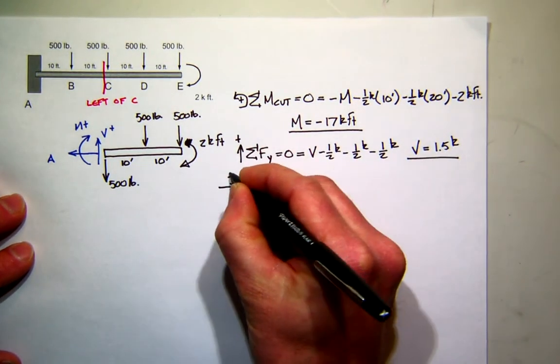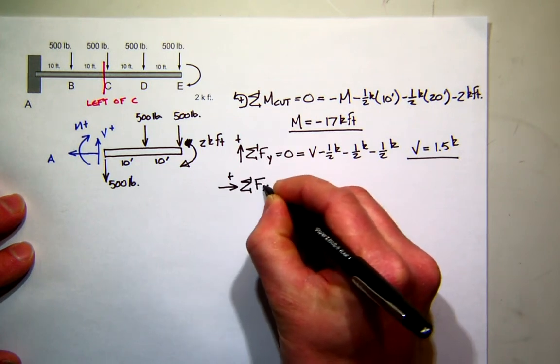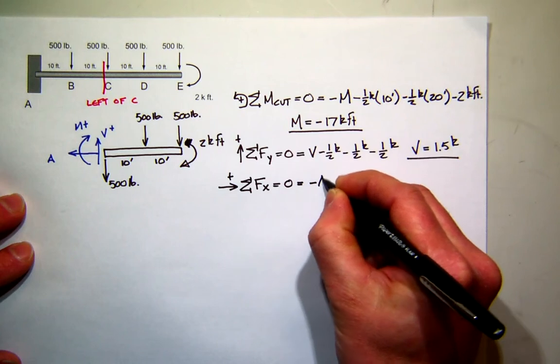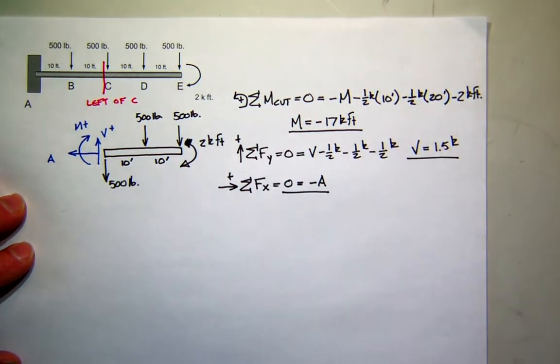This is not necessary every time, but if I do sum forces in the x direction, assuming right is positive, I would get a negative value, but I have nothing else. So it doesn't matter. Axial force is 0.